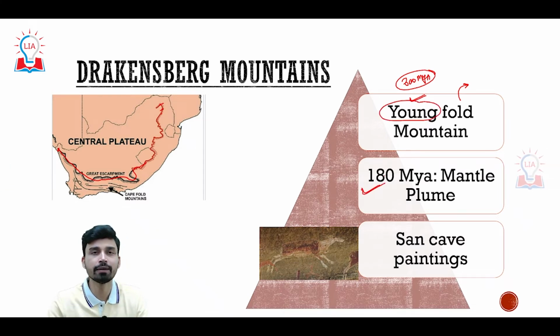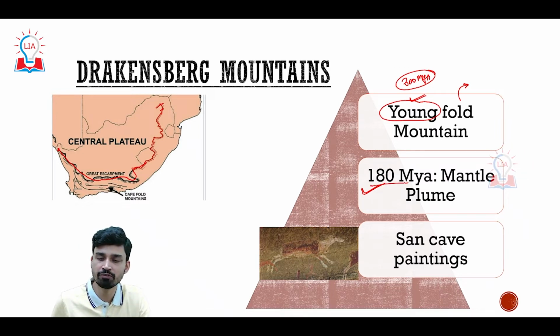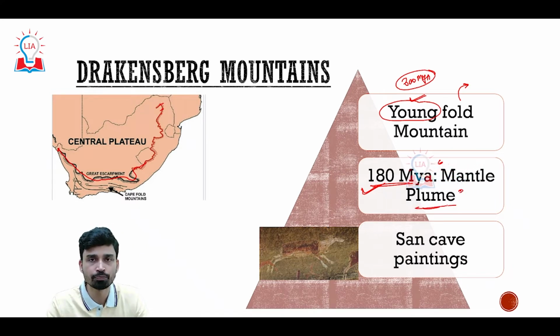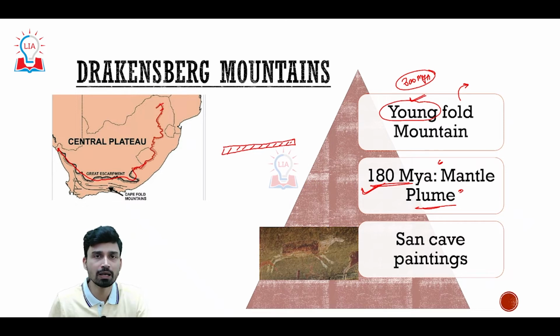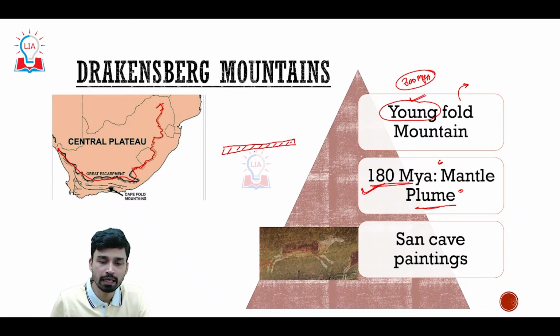Similarly, DRAKENSBERG mountain started to develop around 180 million years ago due to a volcanic activity referred to as a mantle plume. Let us briefly understand how a mantle plume led to the formation of DRAKENSBERG mountain. It is believed that initially, suppose this is our African plate, it was joined with Gondwanaland around 180 million years ago, and below this plate there was an emergence of a plume-like magma from the mantle core boundary. This is our crust, this is the mantle region, and this is the core region.